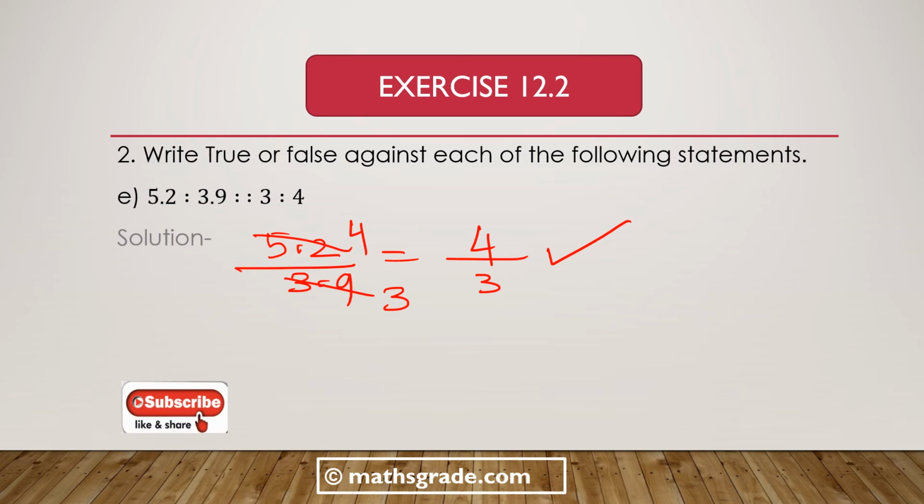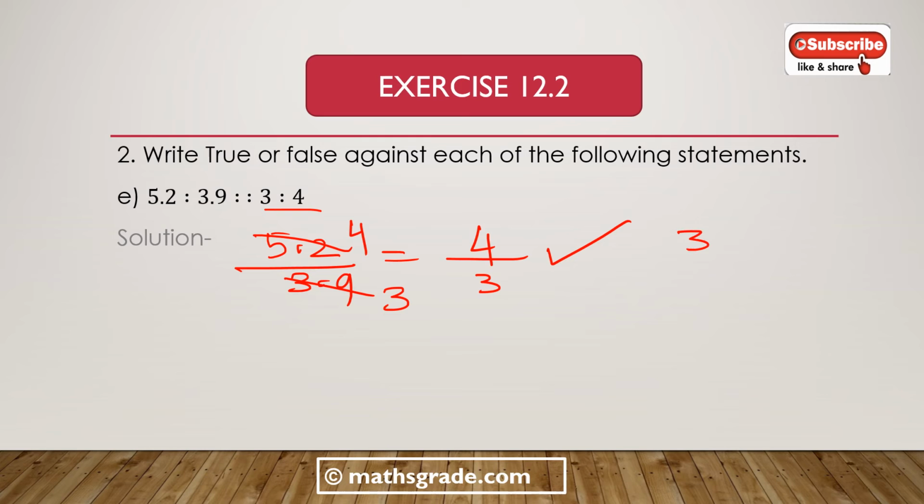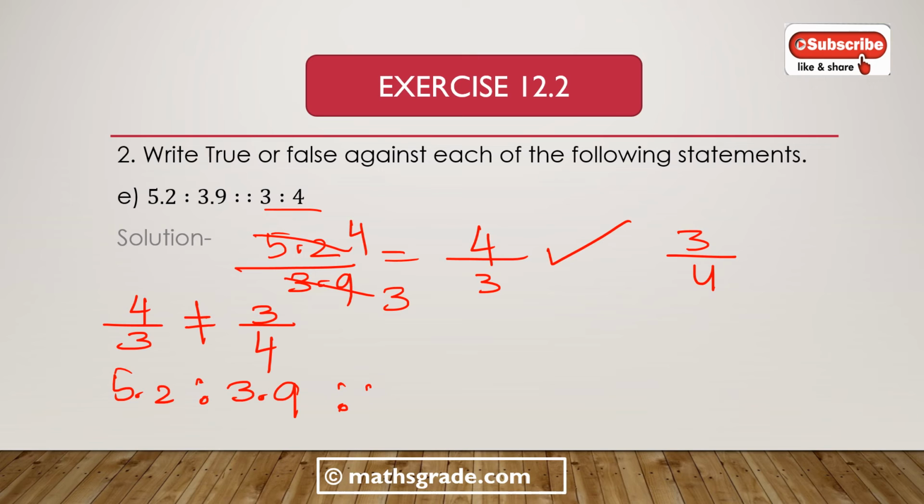So we get 4 divided by 3, and this is 3 divided by 4. Both are not equal. 4 divided by 3 is not equal to 3 divided by 4. So 5.2 is to 3.9 is not proportion to 3 is to 4. This is false.